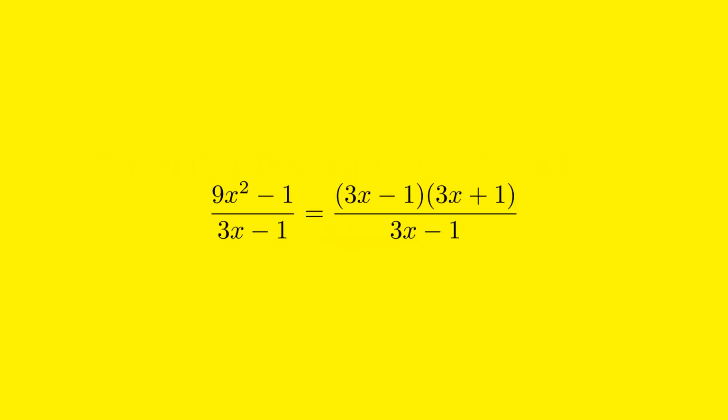Step 1. Start by factoring the numerator, 9x squared minus 1. Notice that this is a difference of squares, which can be factored as 3x minus 1 times 3x plus 1. The expression becomes 3x minus 1 times 3x plus 1 over 3x minus 1.